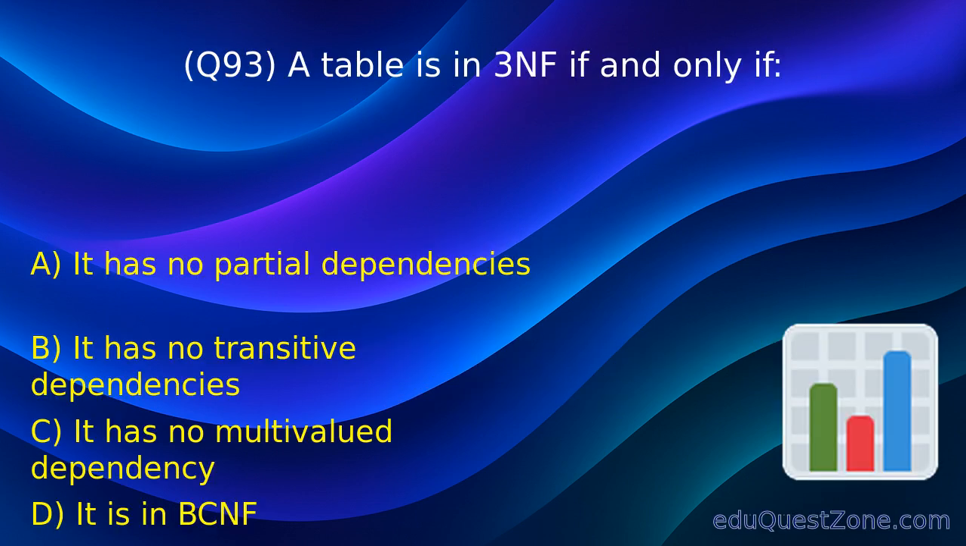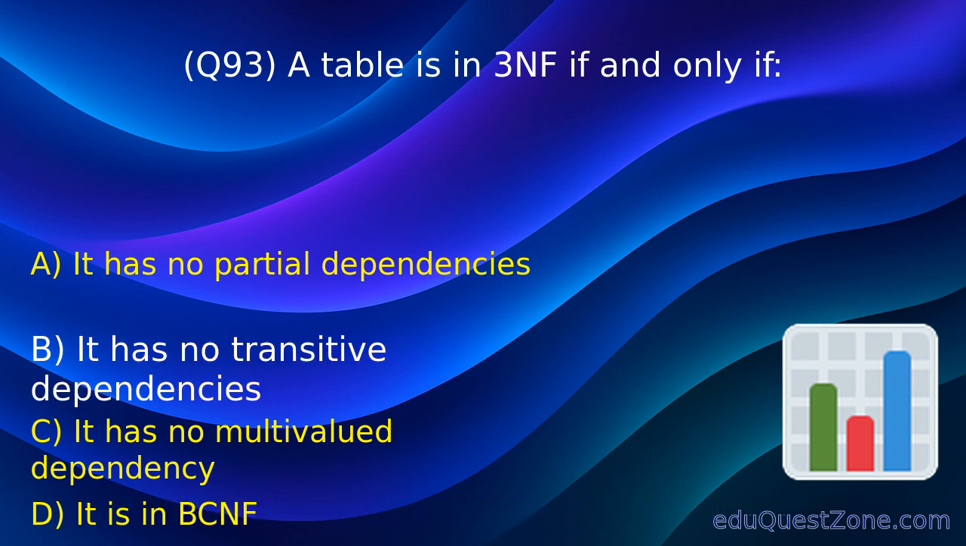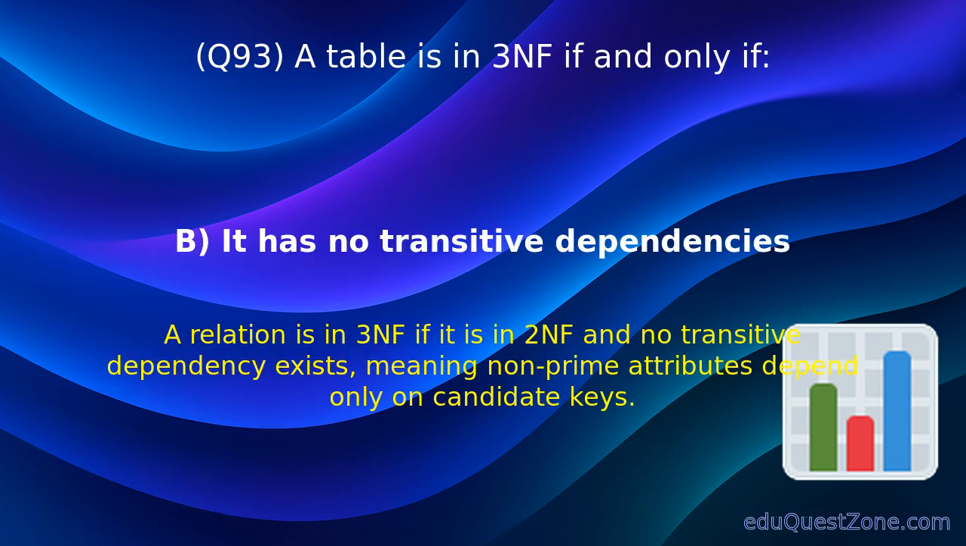Question number 93. A table is in third normal form if and only if. Option B. It has no transitive dependencies. Third normal form removes transitive dependencies among non-key attributes.